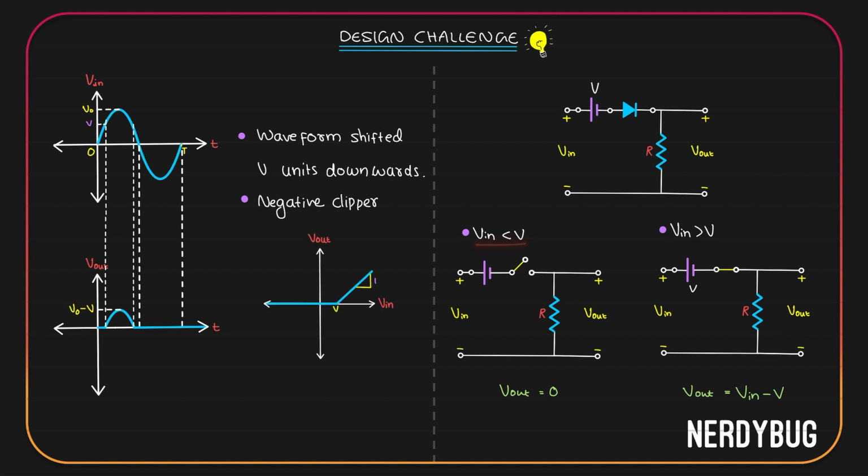Whenever V input is less than V, output is 0. I have marked that over here. Whenever V input is greater than V, we have V output is V input minus V. Y is mx plus c. M, or the slope, is plus 1. C, or the y-intercept, is minus V. So I have a straight line whose slope is 1. Its y-intercept is supposed to be minus V. I have not shown that. See, if you extend this line like this, it will intercept the y-axis over here and this point will be minus V.